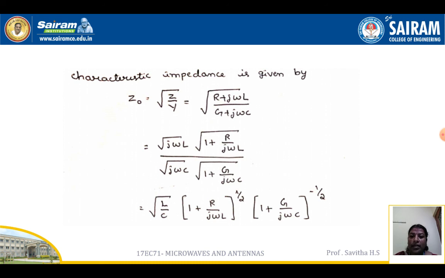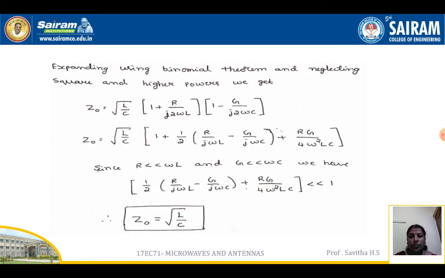Again here, substitute the value of z and y. In the numerator we will take j omega l as common, square root of 1 plus r by j omega l, and in the denominator take j omega c common, square root of 1 plus g by j omega c. So square root of l by c into (1 plus r by j omega l) to the power 1 by 2, and since the square root of 1 plus g by j omega c is in the denominator, I will take it to the numerator. So it is (1 plus g by j omega c) to the power minus 1 by 2. Here also, using the binomial theorem and neglecting the higher order terms, I will get a term like this.